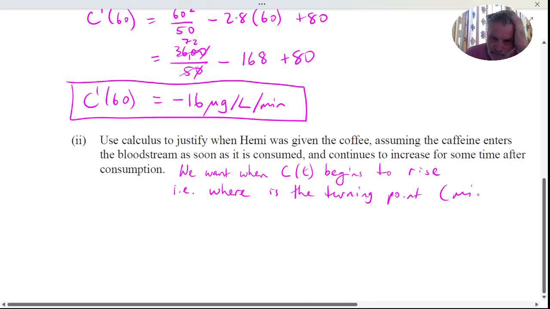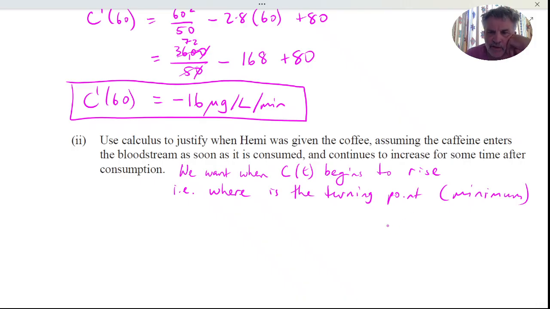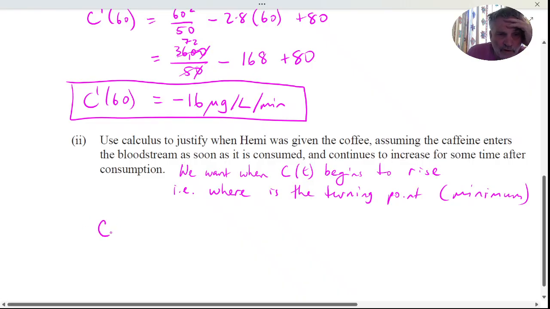It's got to be a minimum, or maybe a point of inflection, I suppose. Because the caffeine level is going to start going up after it's consumed. So it's consumed, comes into your stomach, goes out into your bloodstream, and as it gets absorbed into your bloodstream, the caffeine level will rise. So we want to find the turning point.